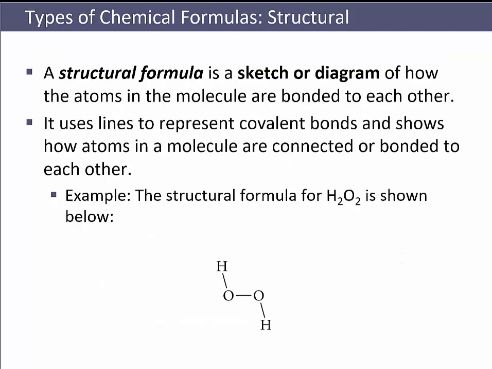It's a sketch or a diagram. Sometimes you'll see it called a skeletal formula of how the atoms in the molecule are bonded to each other. It's going to use lines to represent covalent bonds and shows how atoms in a molecule are connected or bonded to each other. For example, the structural formula of peroxide, H2O2, is shown below. So there's a bond that's being formed between this oxygen and this hydrogen, and between this oxygen and this oxygen, between this oxygen and this hydrogen as well.